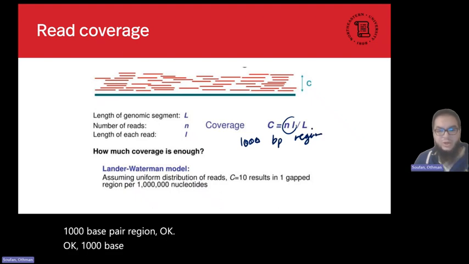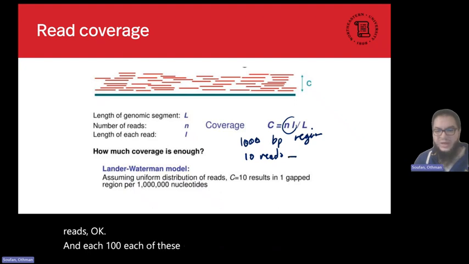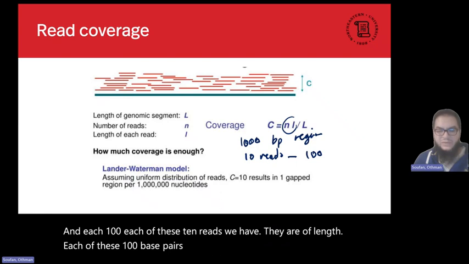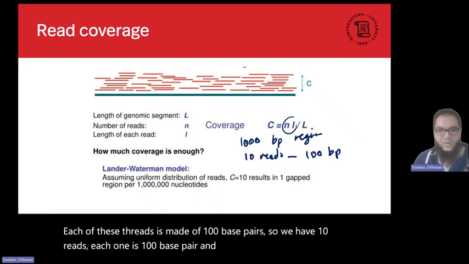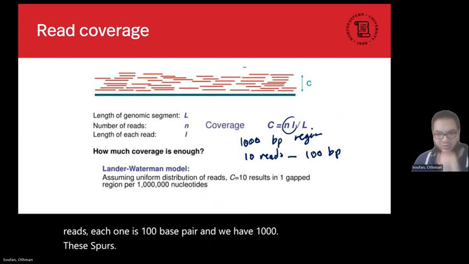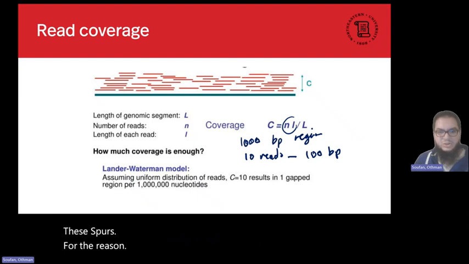1,000 base pair region, and that is with 10 reads. We have 10 reads. Each of these 10 reads is made of 100 base pairs. So we have 10 reads, each one is 100 base pairs, and we have 1,000 base pairs for the region.